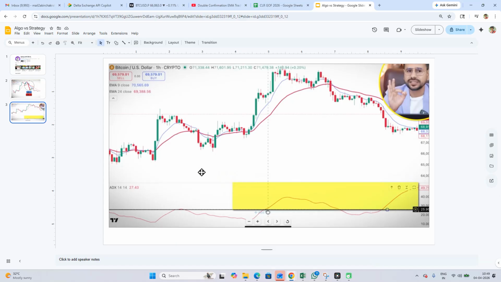As per his strategy, I need to take a bullish trade when the ADX is above 25, the EMA cross has already happened and the trend is bullish. The opposite applies for the short trade, but the ADX again needs to be above 25.